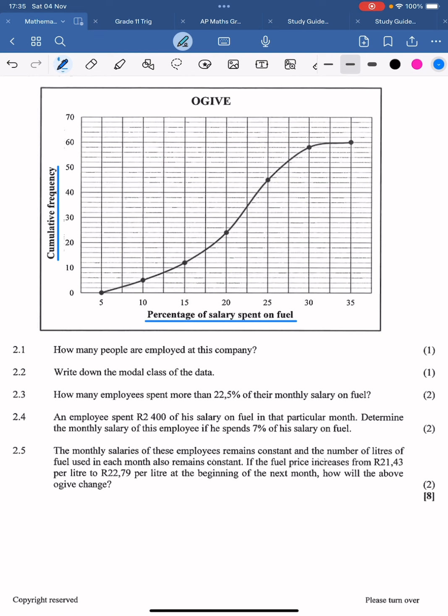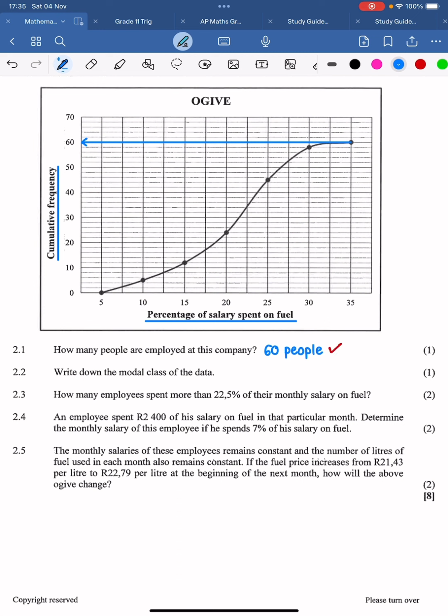They're asking us how many people are employed at this company. Now guys, to get the total number of people that took part in this, we need to look at the highest point on the OGIVE, the last point. That is the total number of people. So there are 60 people employed at this company. That is worth 1 mark.